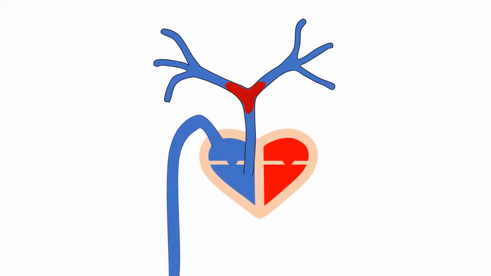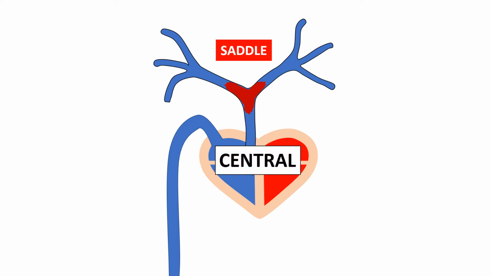It's important to remember that clot burden is not as important as the location of the PE. In this case, we see a saddle pulmonary embolism. A saddle pulmonary embolism is considered a central pulmonary embolism and is higher risk than a peripheral pulmonary embolism.